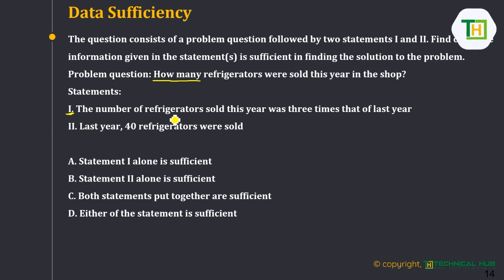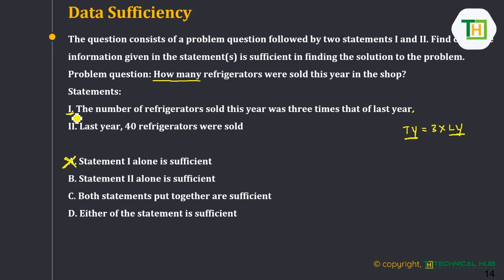The number of refrigerators sold this year was 3 times that of last year. Can I find how many refrigerators were sold this year if I don't know how many were sold last year? I know this year is equal to 3 times last year. I know this relation according to the first statement, but to find this year's value, I should know the last year value, which I don't know in the first statement. That means by taking statement 1 alone, I cannot answer the question. Statement 1 alone is sufficient is wrong.